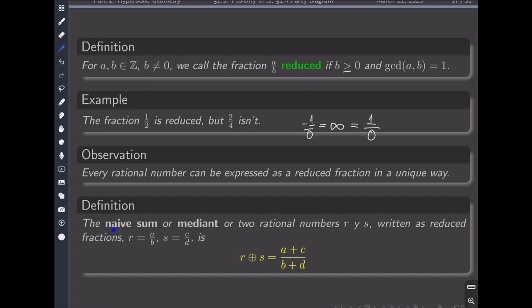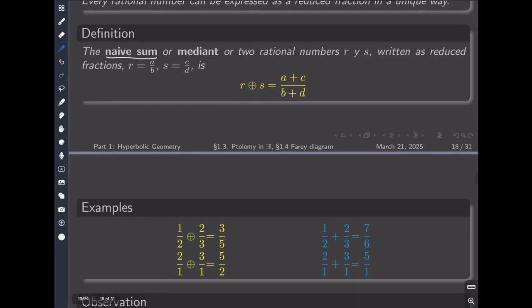Then we define the naive addition, the naive sum of two rational numbers, or even with infinity. With infinity, there are two possibilities, but at least for rational numbers, we do it the obvious way. And now this is well defined, because we are doing it for R and S in terms of the reduced expressions, which are well defined. So the naive addition is well defined if we do it this way.